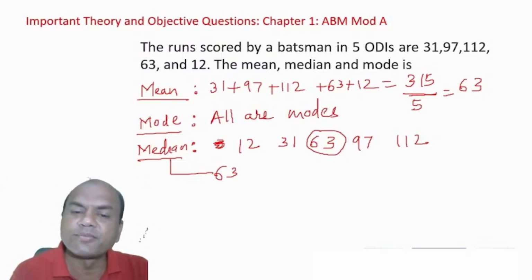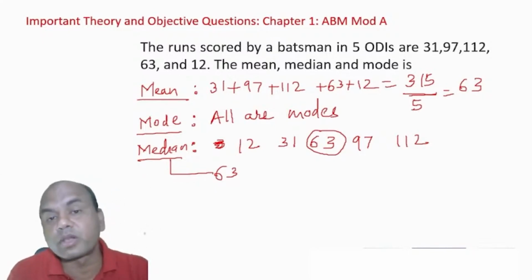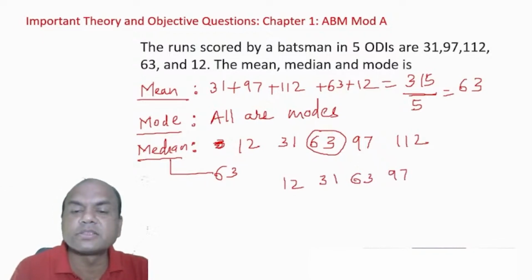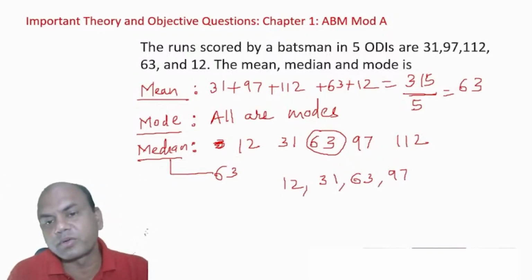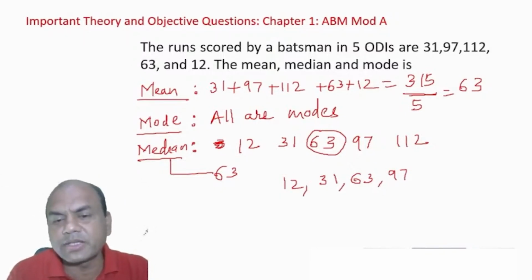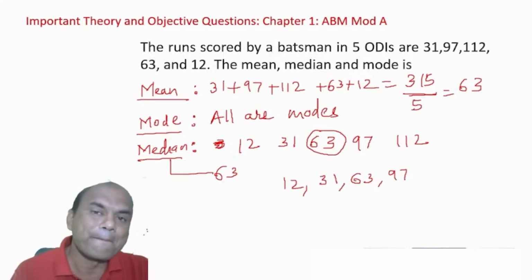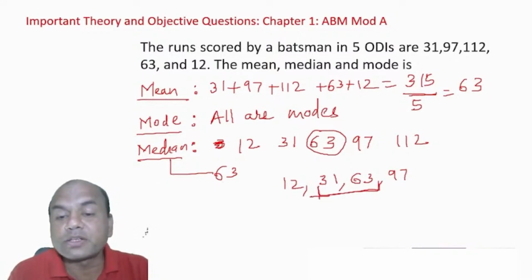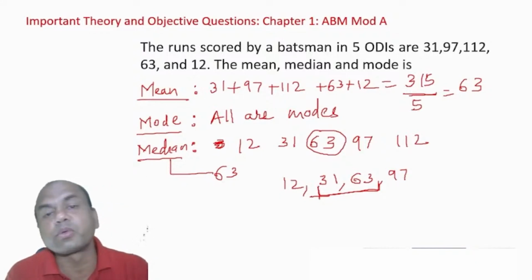That's why it's easy. Suppose if there would have been only 4 numbers, then 12, 31, 63 and 97. If only these numbers were there, then in that case, what to do? Arrange with the same logic. Arrange them in the serial order and take the 2 central numbers. These are the 2 central numbers. Find the average of these, the mean of these. So 31 plus 63 upon 2.